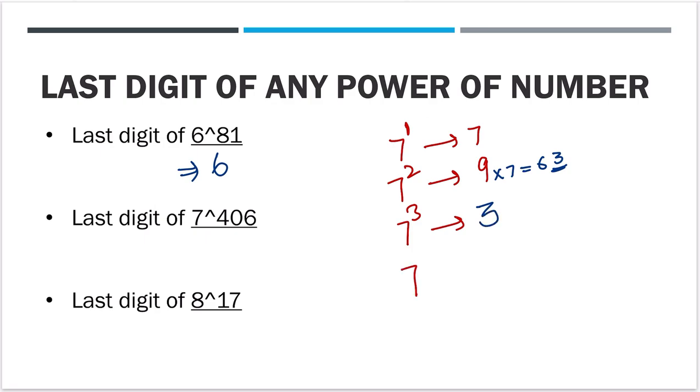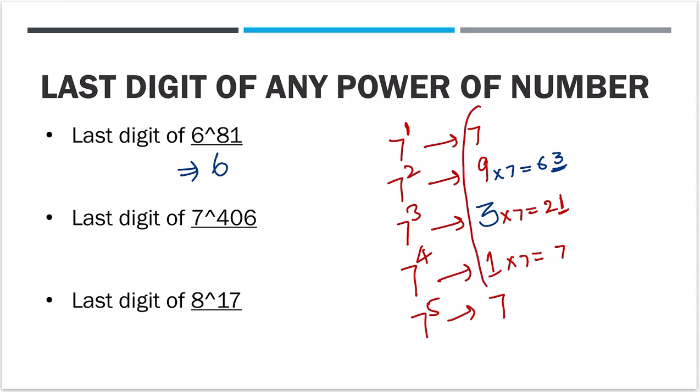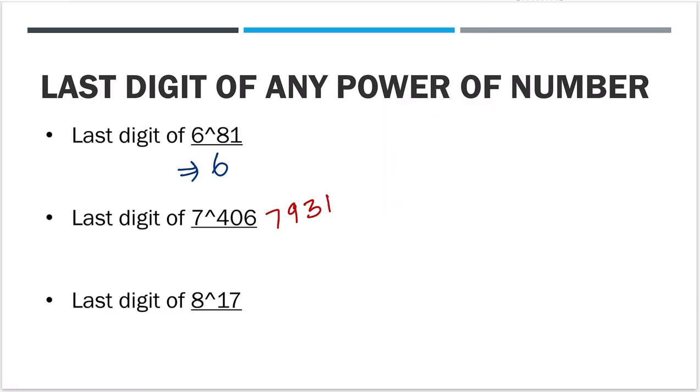Then again 7 raised to power 4. In the case of 7 raised to power 4, 3 7s are 21, so bring 1 here. And 7 raised to power 5, again 1 into 7, 7. In this case, you can also check on your own. The series that will repeat is 7931, 7931, 7931, and this is how the series will progress.